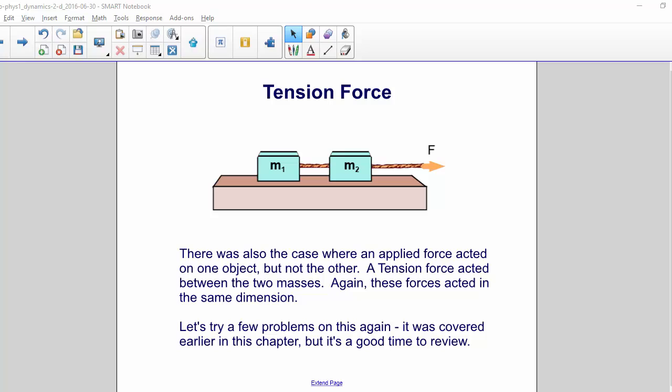So there's also a case where an applied force acted on one object but not the other one, and a tension force was between the two objects. Again, these forces acted in the same dimension. So let's try a few problems on this again. It was covered earlier in this chapter, but it's a good time to review.